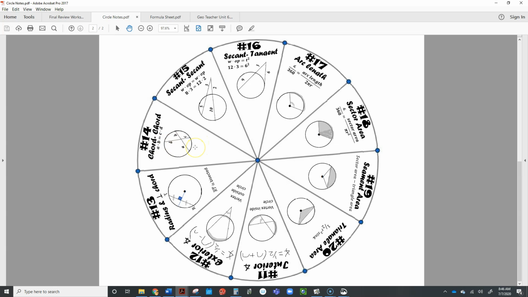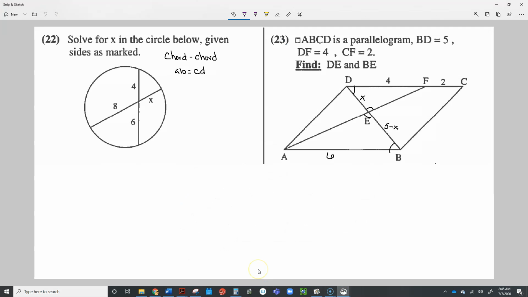This is the chord. It's AB equals CD. And that means that we're going to get the answer by saying 8 times x is equal to 6 times 4. So the piece of this chord times the remaining piece, 8 times x is equal to this piece times this piece. So that's 8x is equal to 24. Divide both sides by 8, and x is equal to 3. Don't you hope they're all that easy on the final exam?